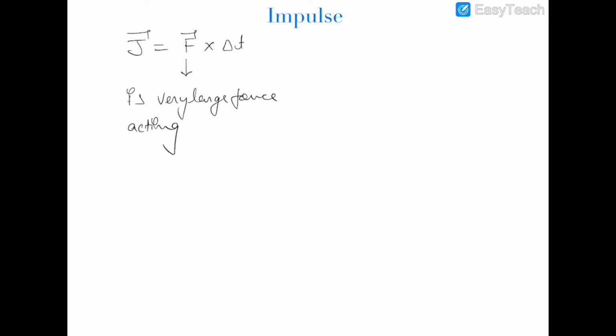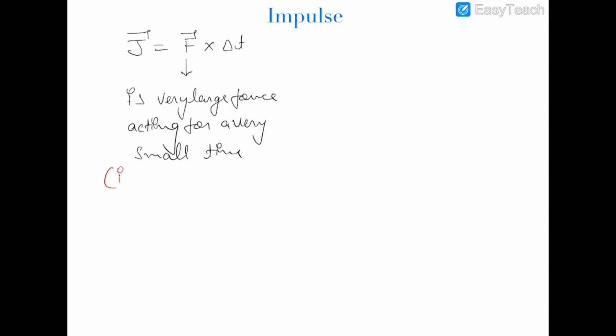Impulse is denoted by J first of all, and it is defined as the product of F delta T, where F is a very large force acting for a very small time. So, when some very large force acts on a body for a very small time, then that force is known as impulsive force. This F is also known as impulsive force.